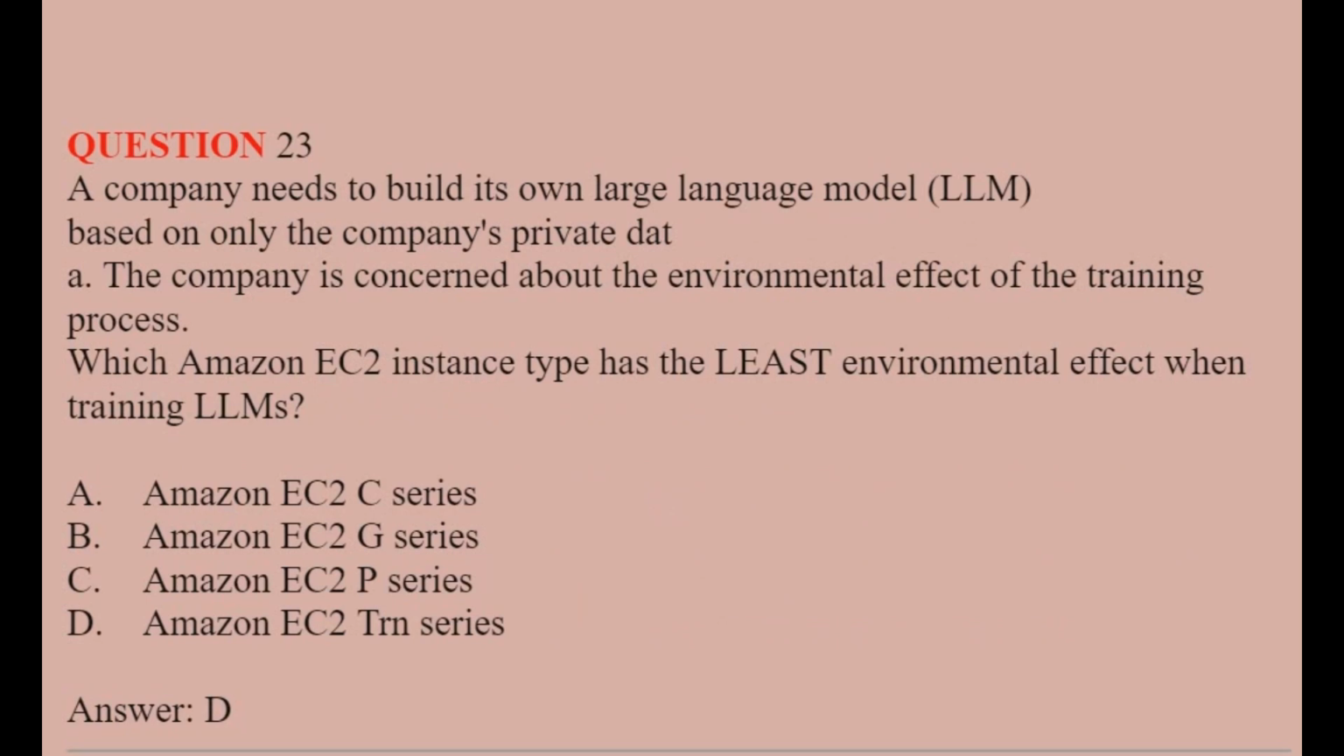Question is, the company needs to build its own large language model, LLM, based on only the company's private data. The company is concerned about the environmental effect of the training process. Which Amazon EC2 instance type has the least environmental effect when training LLMs? Option A. Amazon EC2 C series. Option B. Amazon EC2 G series. Option C. Amazon EC2 P series. Option D. Amazon EC2 Trn series. Correct answer is option D.